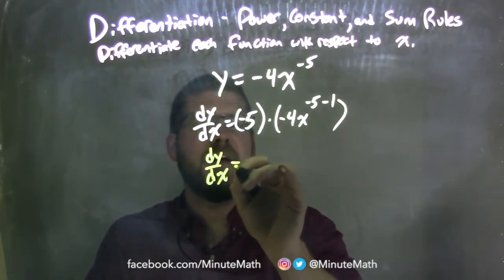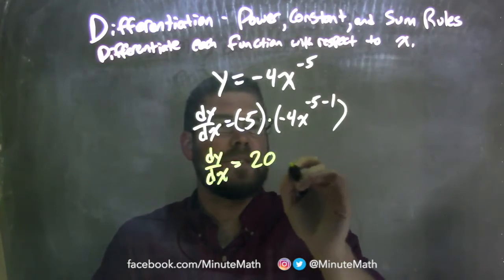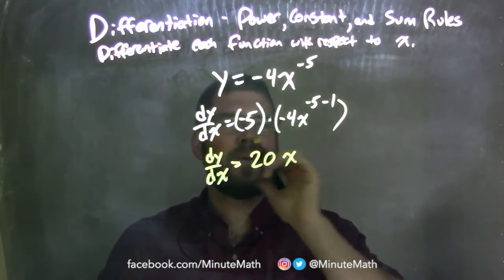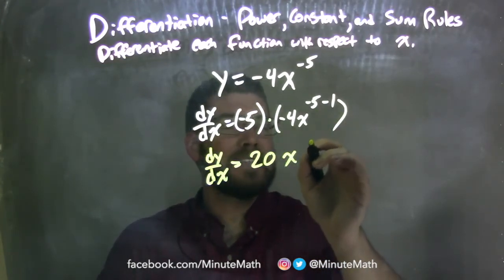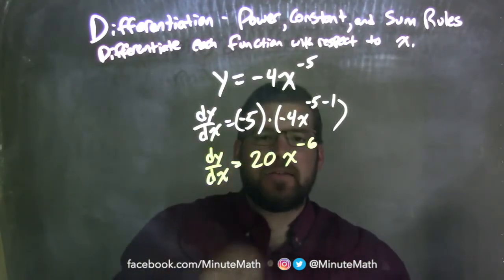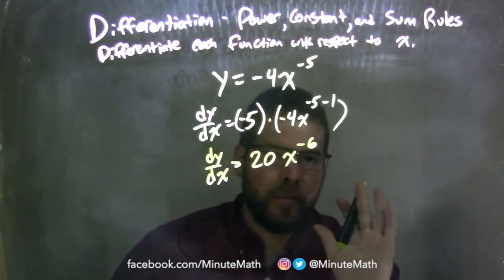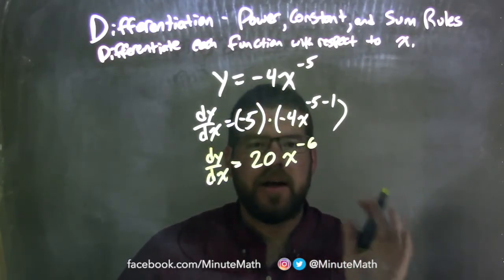Dy dx equals negative 5 times a negative 4, which is a positive 20. And then we have x to the, well, negative 5 minus 1 is a negative 6. Okay? Now, some of you might say this is nice and neat. Kind of is, but we need to write it out. We don't like negative exponents for our final answer.